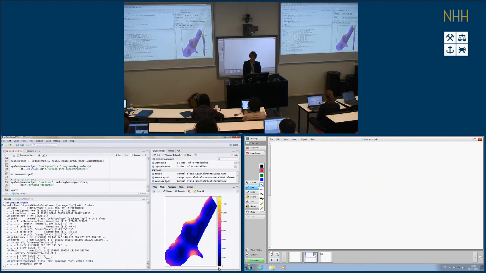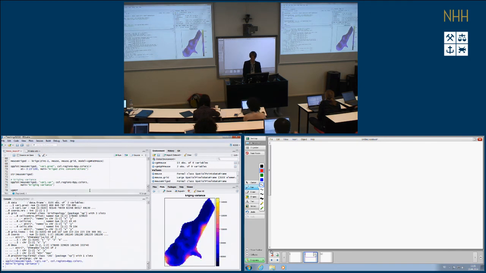And if you look at the structure of the Meuse grid, it's again a SpatialPixelsDataFrame. We have a data slot, and this data slot has two variables: var1.pred and var1.var. So these are the two things we could plot. Instead of the prediction, we could plot the predicted variance as well, which is basically the same map as in the slides earlier.